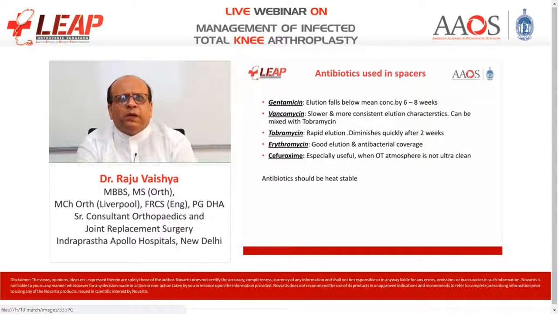There are various antibiotics that are commonly used in making these spacers. These include gentamicin, vancomycin, tobramycin, erythromycin, cefuroxime, ciprofloxacin, etc. The prerequisite for all these antibiotics which are being mixed with bone cement is that they should be heat stable and used in high concentration.